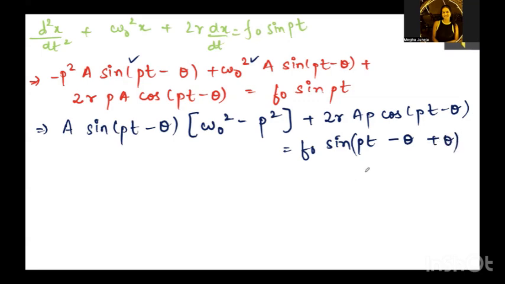क्या ये कोई चेंज करेगा? कुछ भी चेंज नहीं होगा इससे, करेक्ट. So can we write it like this also? So in that case it will be equivalent to f naught. यहां से क्या हम ऐसे लिख सकते हैं? So it will be f naught sin pt.